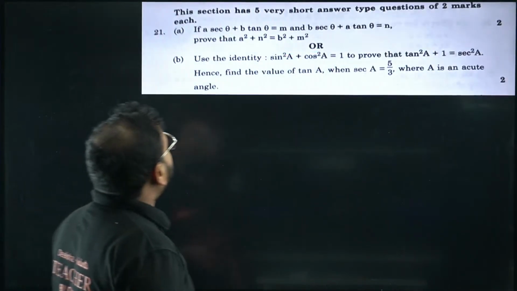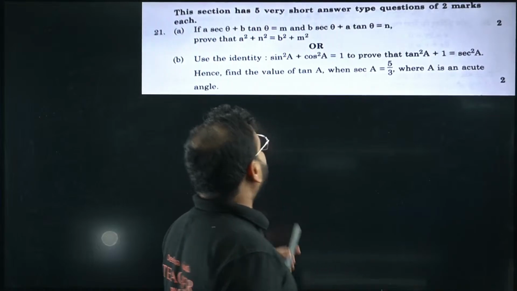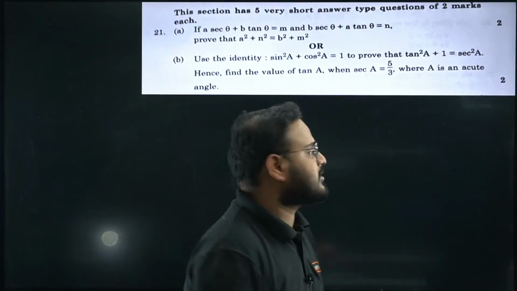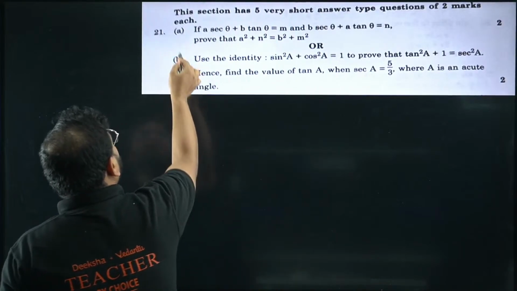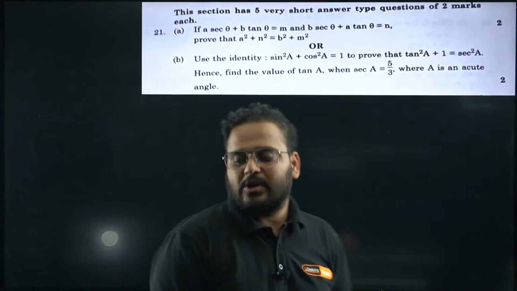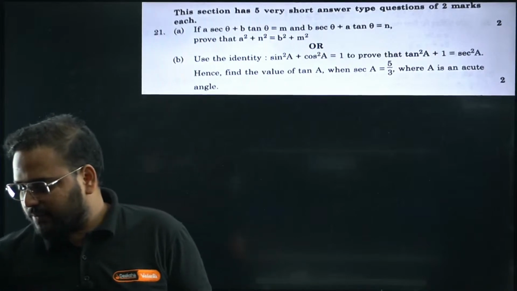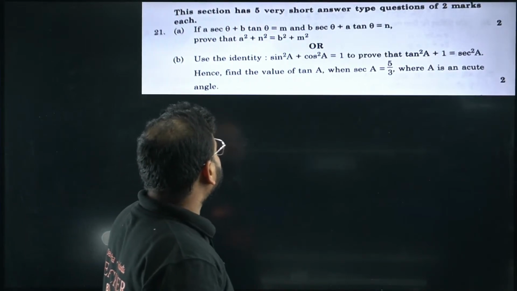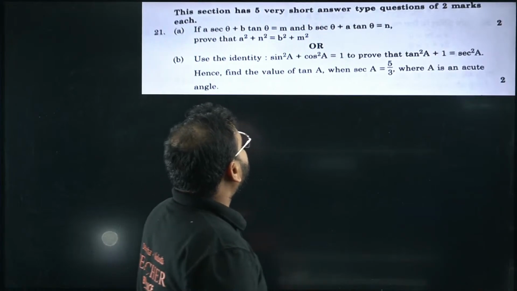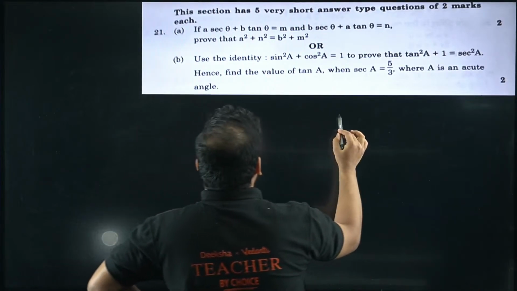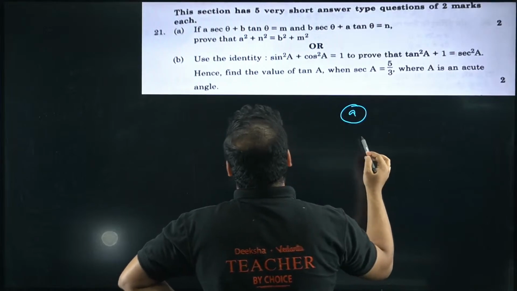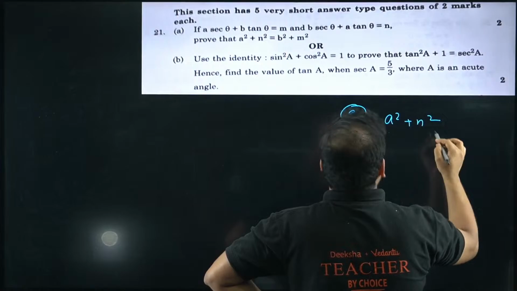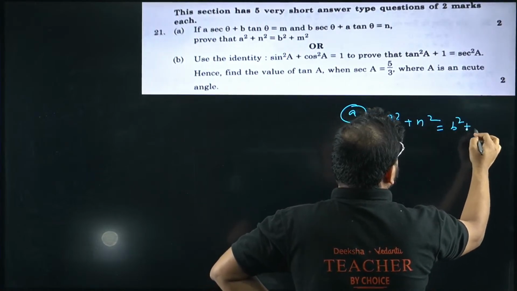So section B is question number 21. This section has 5 very short answer type questions. Again, you have an internal option provided to you. For example, in question number 21, you can solve either A or B. There's an internal choice given to you. So let's move on. What we have, if A sec theta plus B tan theta equals M, we have to prove this condition. For A part, we have to prove this. Please check. A square plus N square equals B square plus M square.